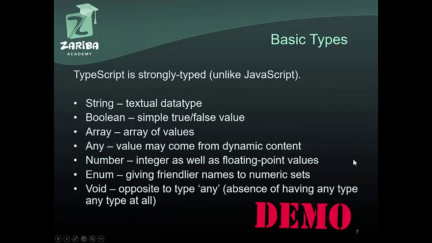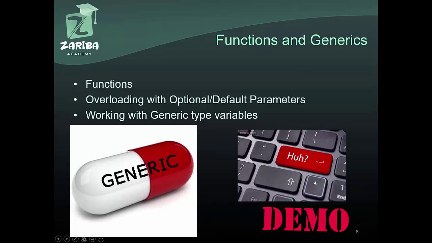And moving on with the cool stuff, we're going to write some code now. First, let me explain basic types. TypeScript is strongly typed, unlike JavaScript, where everything is an object. Here you actually have a string, a boolean, an array. I'm sure you're familiar with what any of this means, but I'm going to show you how to use it in TypeScript.